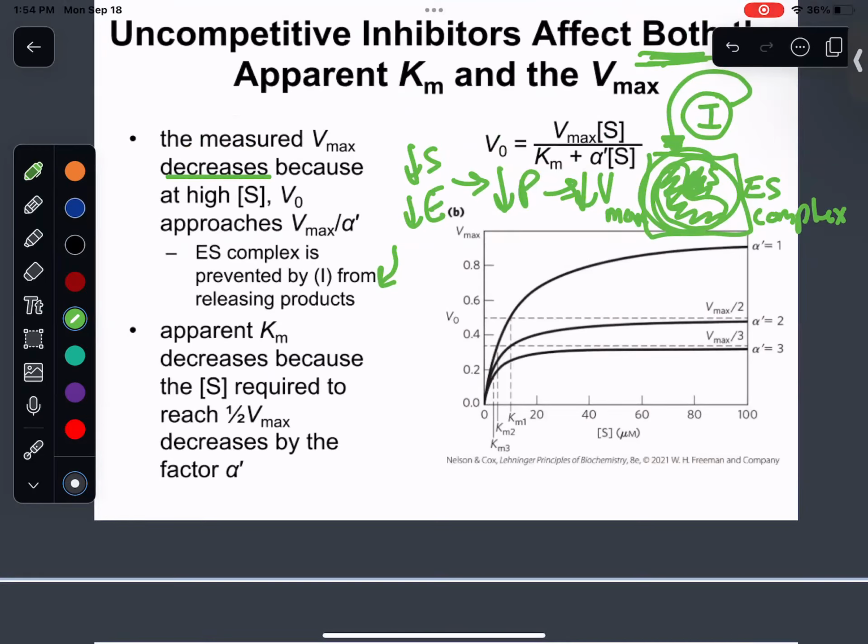Apparent Km decreases. Now, usually we'd think, hey, that's kind of a good thing. I'm sorry. All right, AM, sorry.